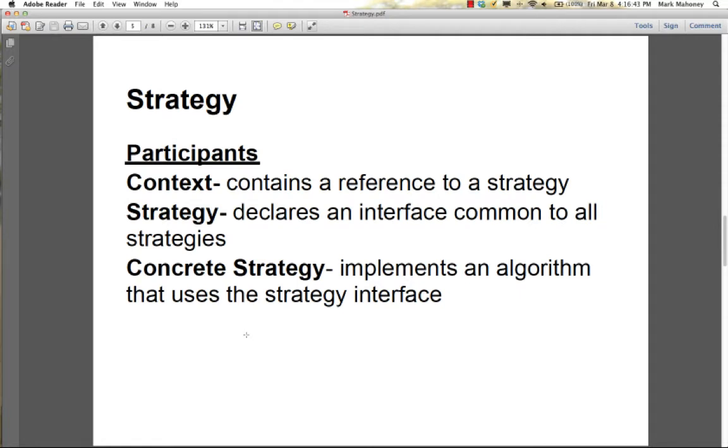Next, we have some participants. So let's go through each one of these classes. The context class is the one that contains a reference to a strategy object. And again, the type of the reference is going to be the generic strategy. The strategy interface declares the interface that's common to all strategies. And the concrete strategy implements an algorithm that uses the strategy interface.